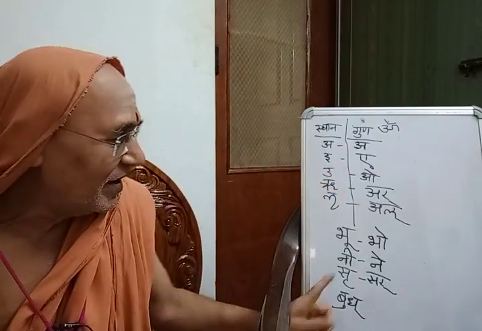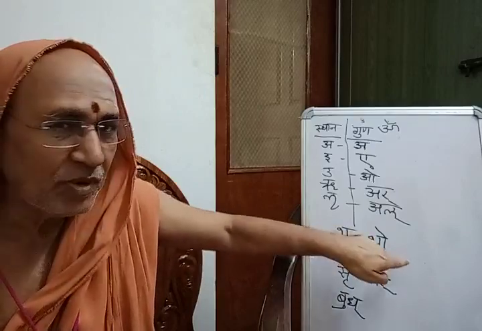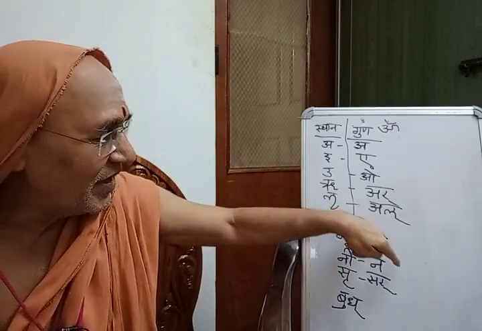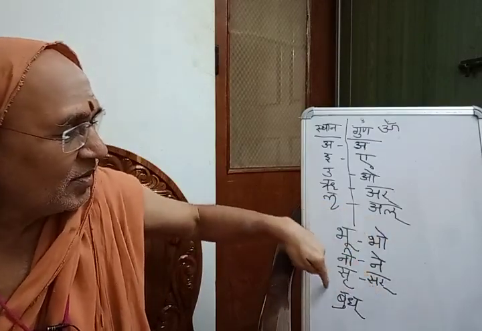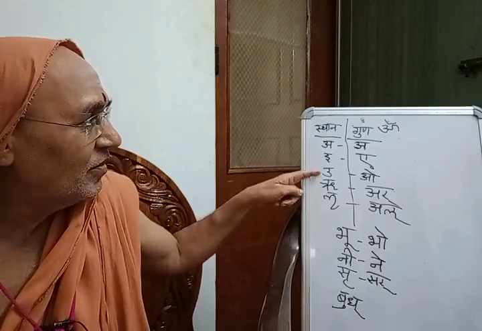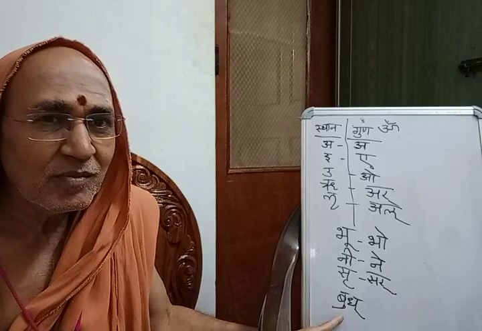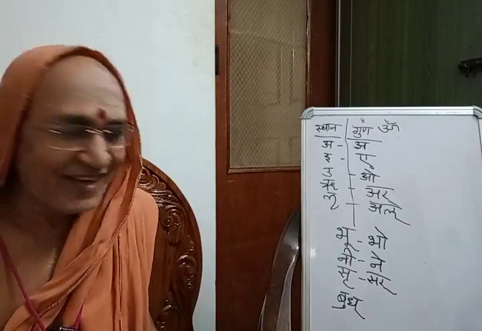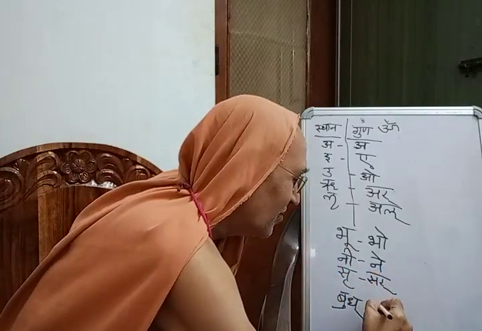So final Bhu changes to Bho, Ni changes to Ne, Sru changes to Sar. Buddha changes because the penultimate U, what is the guna? O. Then apply it. Bodha. Buddha becomes Bodha.